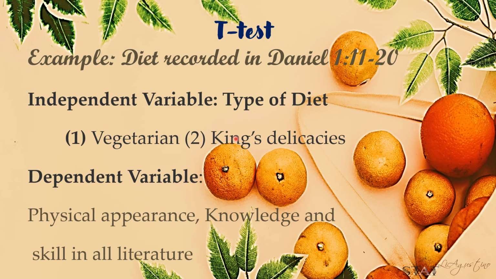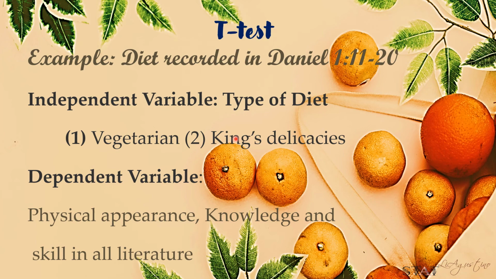So, for example, in the Bible, using the t-test, the diet recorded in Daniel chapter 1 verses 11 to 20. We can see in that text the independent variable, the type of diet. When you say type of diet, it is a nominal level of measurement because it is a category. So what are the types of diet? We have the vegetarian and then the king's delicacies. And then what is the dependent variable, the response variable that we are measuring? According to Daniel, they measured the physical appearance, the knowledge and skill in all literature.